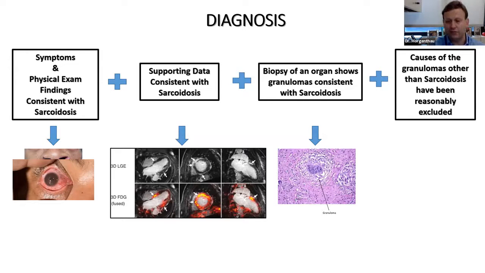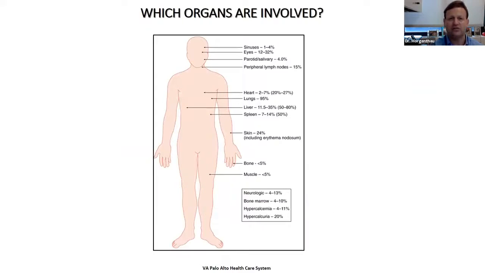But there are many different reasons people get granulomas, from bacteria to fungus to foreign bodies in the skin. All of these things can cause granulomas, and we have to do our due diligence to make sure that none of those things are causing the granulomas that we see.